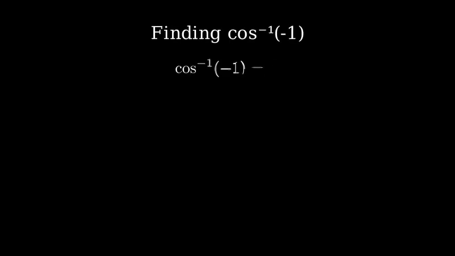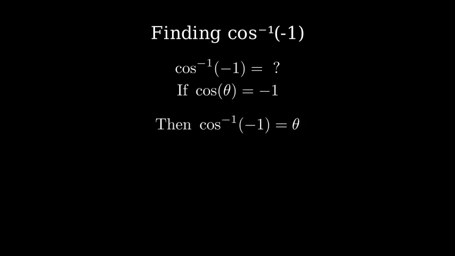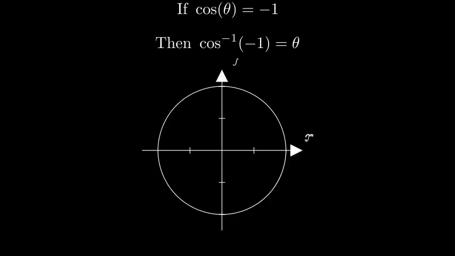Welcome. Today we'll find the exact value of the inverse cosine of -1, written as cos inverse of -1. But first, let's understand what inverse cosine means. The inverse cosine function, also called arccos, essentially undoes what the cosine function does. For example, if cosine of an angle equals -1, then the inverse cosine of -1 equals that original angle. Let's visualize this using the unit circle.